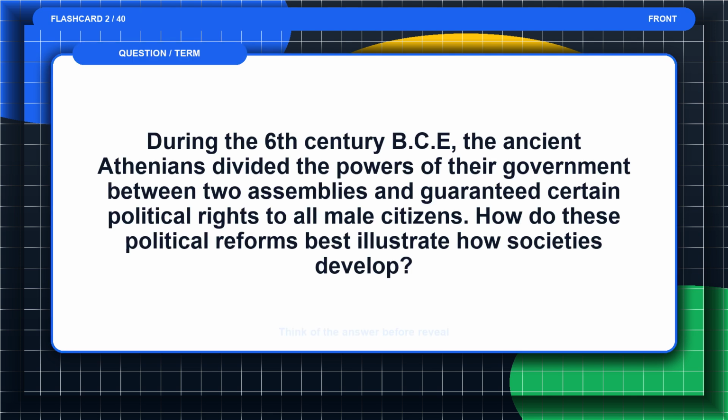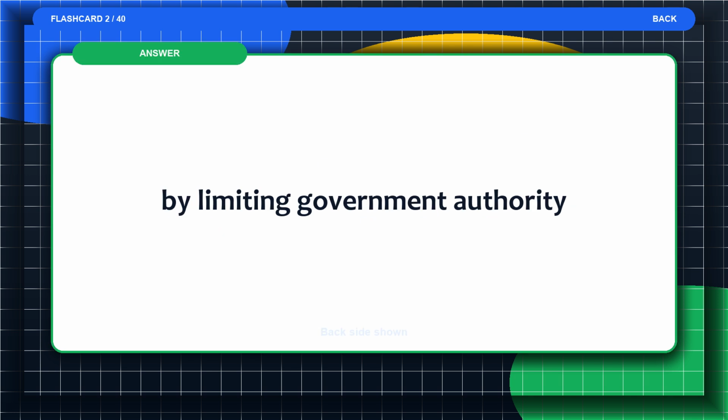Flashcard 2. During the 6th century BCE, the ancient Athenians divided the powers of their government between two assemblies and guaranteed certain political rights to all male citizens. How do these political reforms best illustrate how societies develop? Think of the answer before the reveal. The answer is by limiting government authority.